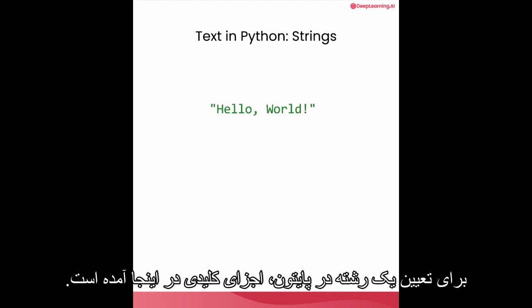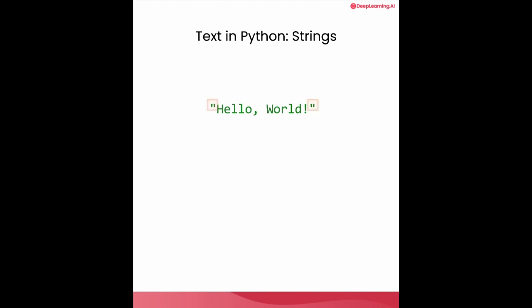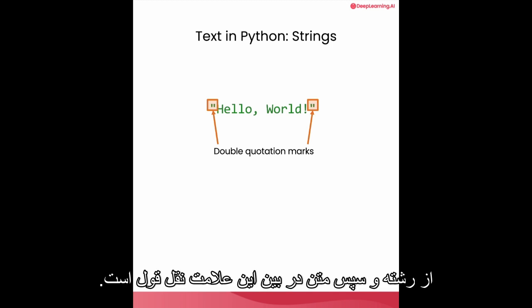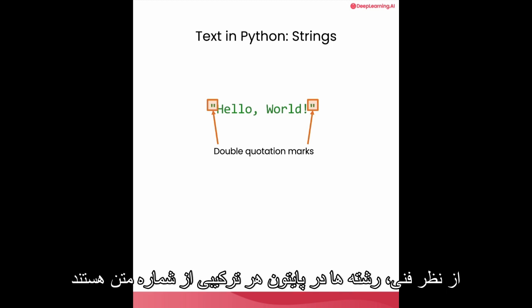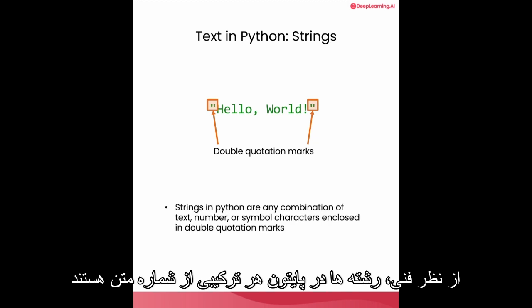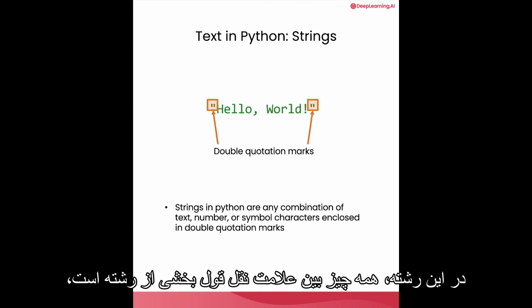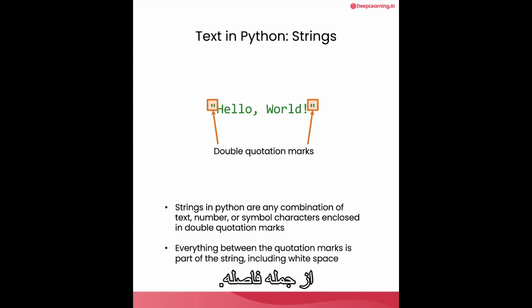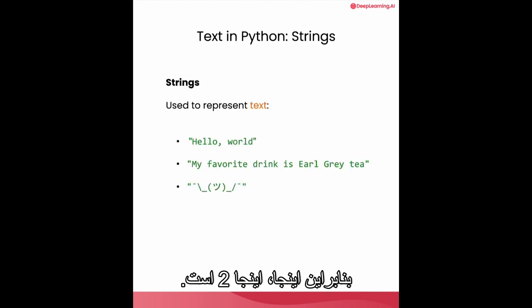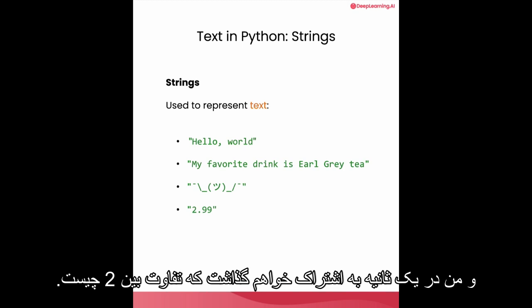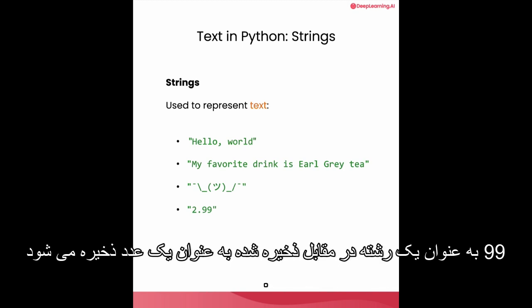To specify a string in Python, here are the key components. There are double quotation marks that we use to mark the start and the end of the string, and then the text is in between these quotation marks. Technically, strings in Python are any combination of text, number, or symbol characters enclosed in double quotation marks. In this string, everything between the quotation marks is part of the string, including the space. So here's 2.99 stored as a string. And I'll share in a second what's the difference between 2.99 stored as a string versus stored as a number.